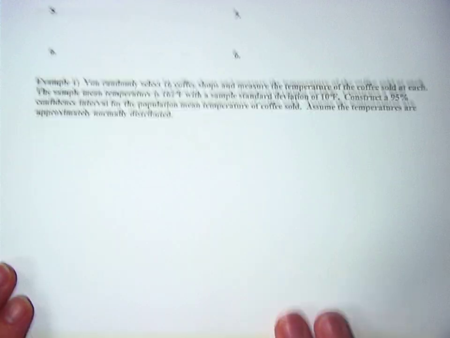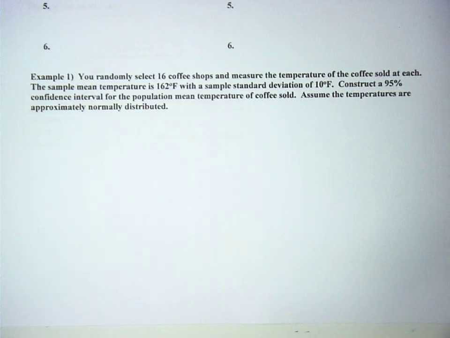Okay. I'm going to go down now to this example 1, and we're going to try this one out. So you randomly select 16 coffee shops and measure the temperature of the coffee sold at each. The sample mean temperature is 162 degrees Fahrenheit with a sample standard deviation of 10 degrees Fahrenheit. We're supposed to construct a 95% confidence interval for the population mean temperature of coffee sold. Assume the temperatures are approximately normally distributed.